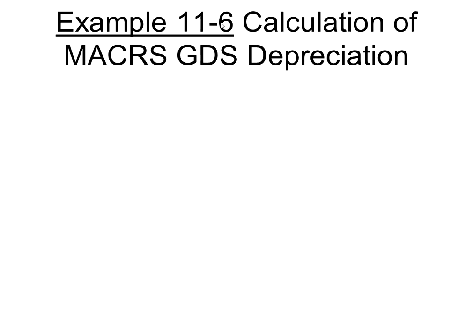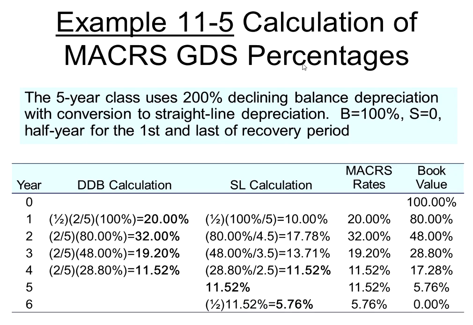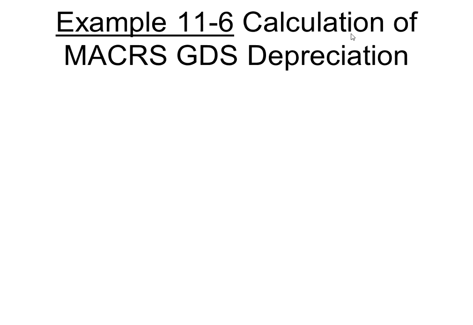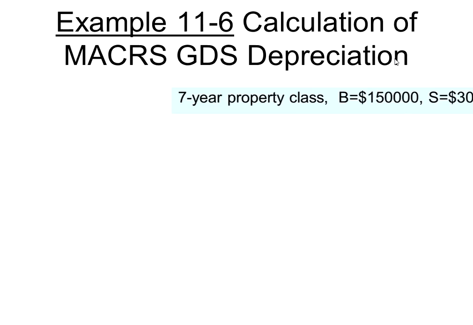11.5 that we just looked at. So the next example is 11.6, and we look at the calculation of MACRS-GDS depreciation. So before, that was calculating the percentage rates. Now we are actually going to calculate depreciation amounts. So in this case, we don't have to calculate the rates from scratch. We could just use the tables, specifically table 11.3.